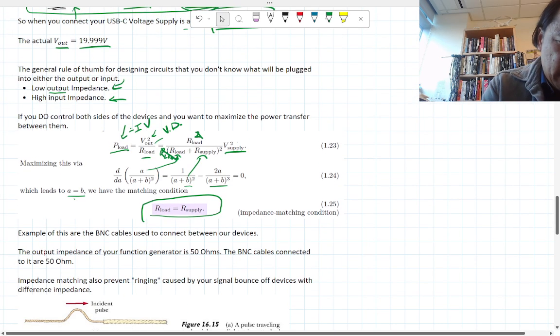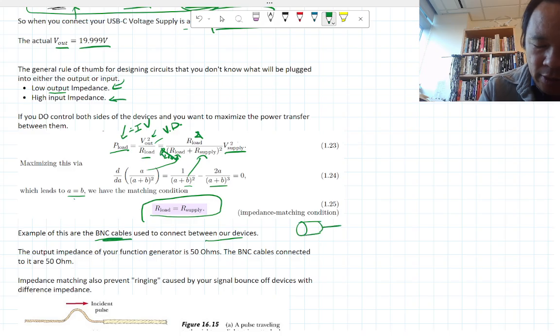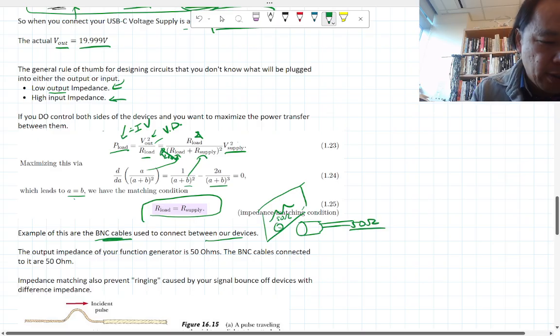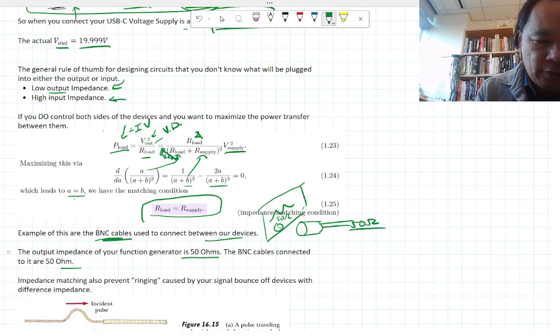An example of this are the BNC cables, which connect to our devices. These are little cables that you'll see in the lab. You connect to it, and then it'll connect to your function generator. I'm just trying to draw a picture of it. The little port here, now this little port, it'll say 50 ohm, and these cables are going to be made to be 50 ohm also, and therefore you have impedance matching, and therefore you're maximizing the power delivered from your function generator into your cable.